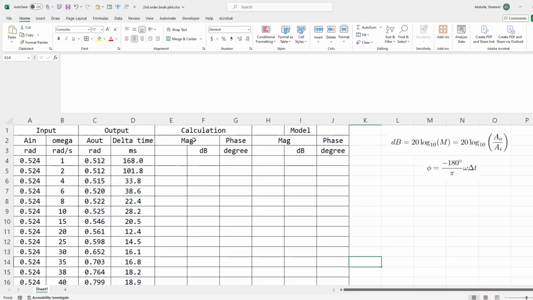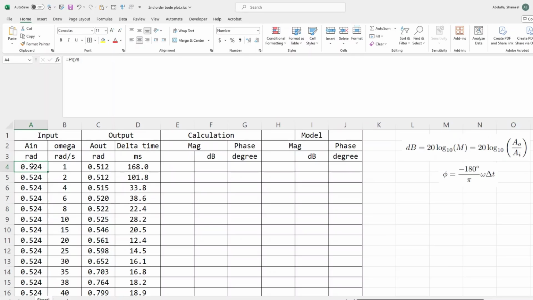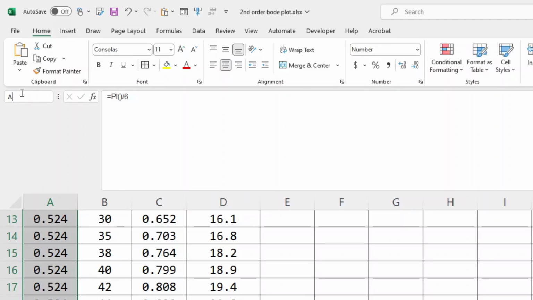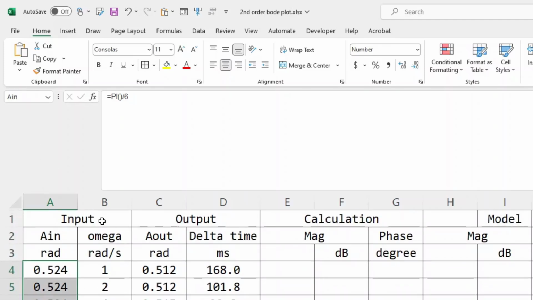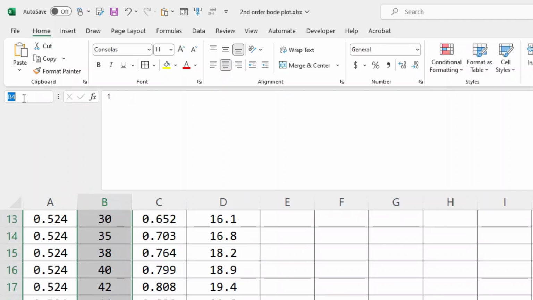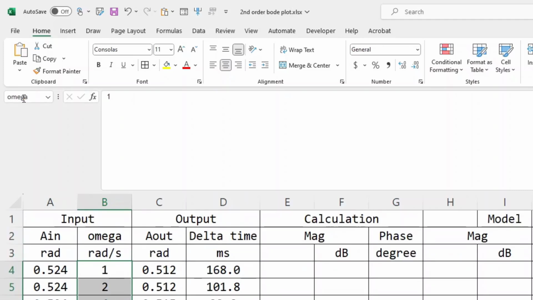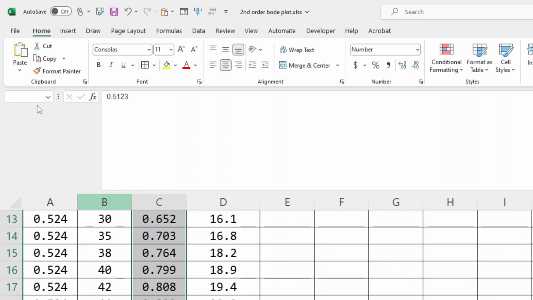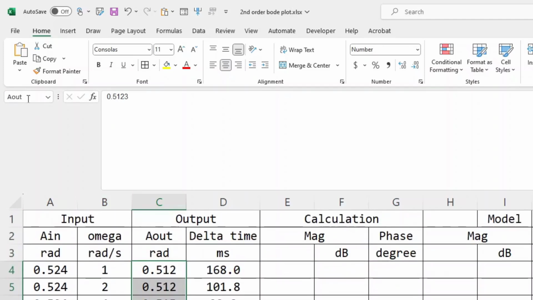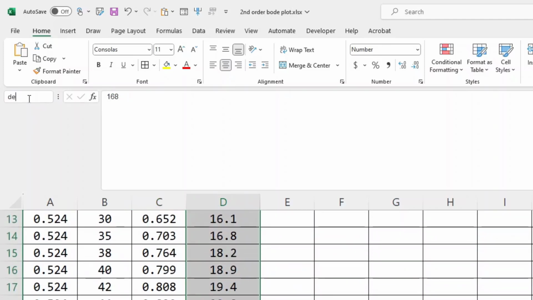So all we care about is the magnitude in dB and the phase in degrees. To estimate the magnitude, you need to find the ratio between the output and the input. So let me name all these ranges so that I can reference them in the formulas easily. This is going to be my A in. This is going to be omega. This is A out. And this would be delta t.